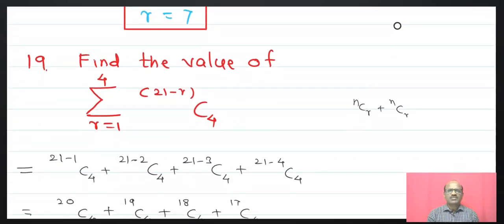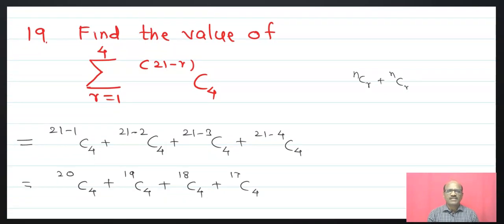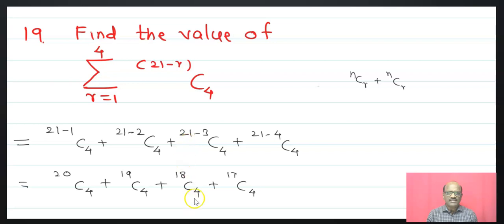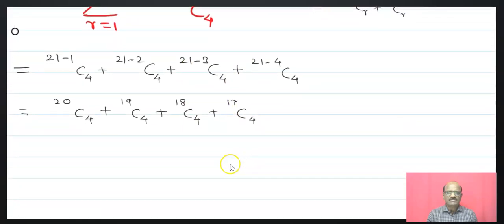Now next, problem number 19. Find the value of summation R equals 1 to 4 of (21 minus R)C4. Now put R equal to 1: 21 minus 1 C4 plus 21 minus 2 C4 plus 21 minus 3 C4 plus 21 minus 4 C4. Then you will get 20C4, 19C4, 18C4 and 17C4.